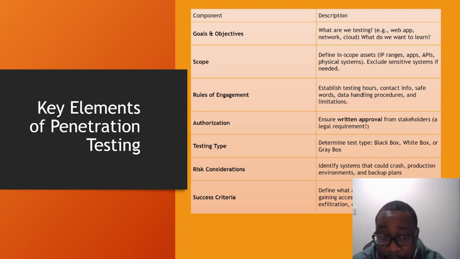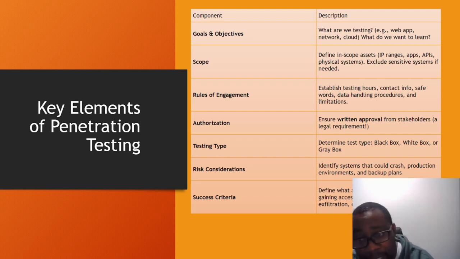Authorization. This is very, very important, and this will come up on this exam, and it also came up on the pen test exam that I did earlier this year. So you need written approval from stakeholders. It's a legal requirement, right? There's no way, at least I think for sure in the real world, but also in the test, that you can do a pen test without written approval, because if you don't, you are going to jail more than likely, right?